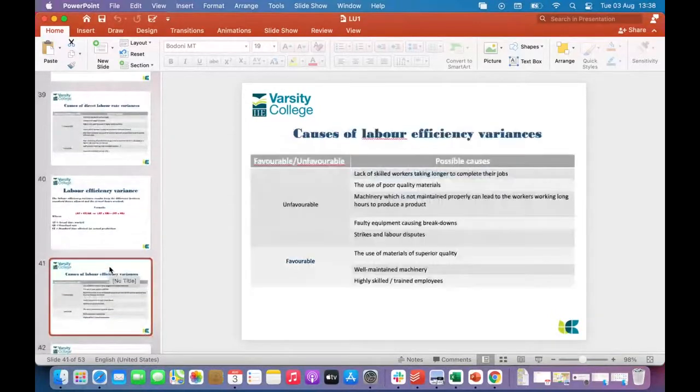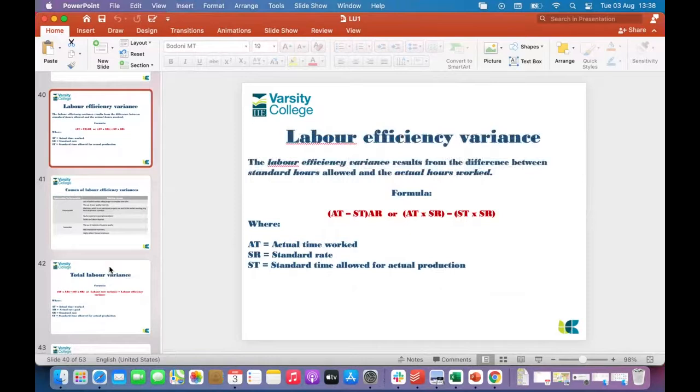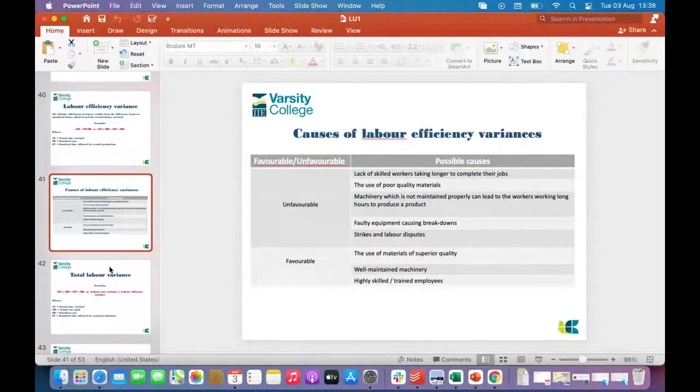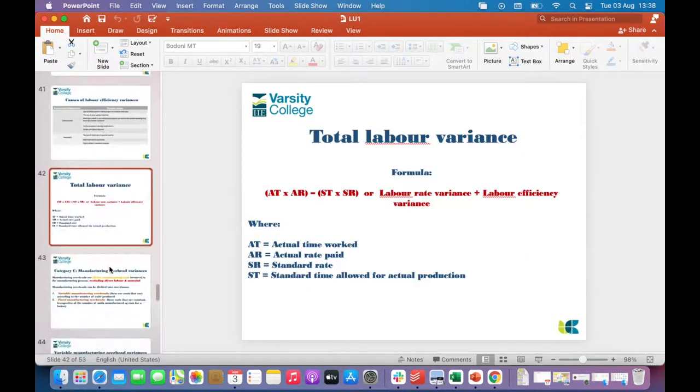I think I inserted a table here towards the end. They can give you this formula, make you do the calculation, then ask you to state whether it's favorable or unfavorable, and then explain why. Then here you've got the total labor variance, same principle.